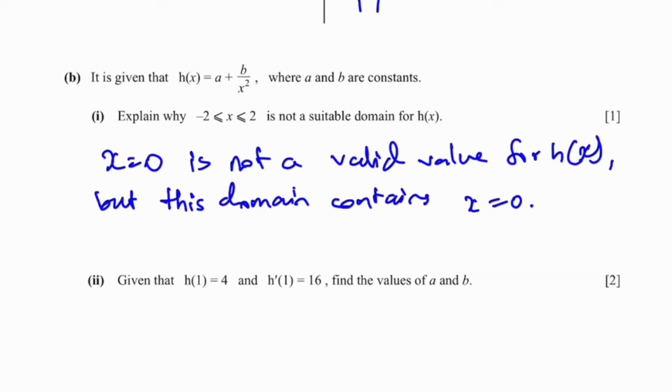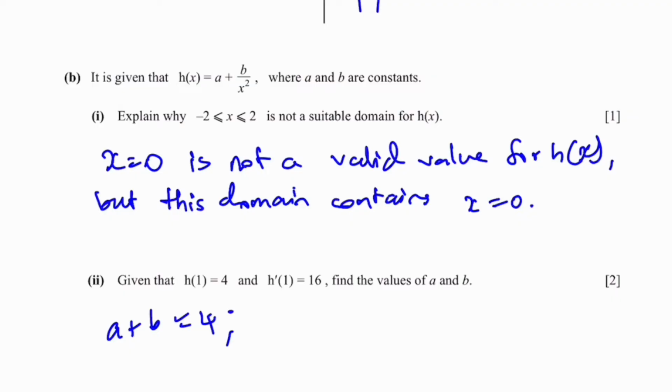Part 2. Given that h of 1 equals 4 and h prime of 1 is 16, find the values of a and b. So h of 1 equals 4. That means a plus b by 1 squared is equal to 4. And that means simply a plus b is equal to 4. So that is our first equation.